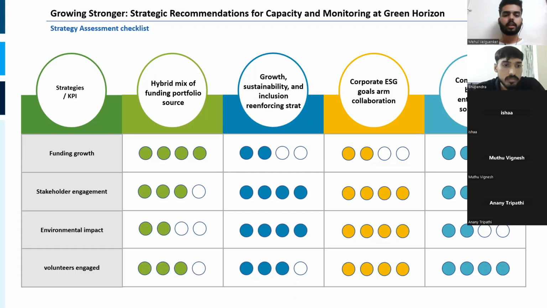And volunteers engaged will also be high when we are partnering with ESG compliant firms, and when there are community based enterprise solutions coming up. So this is a slide which shows us the KPIs and what impact it has with every strategy coming in.